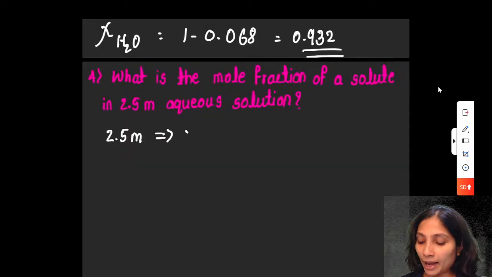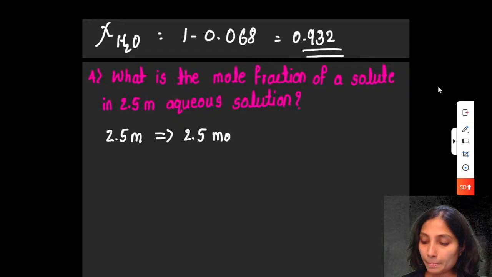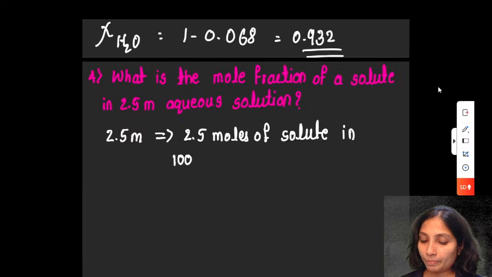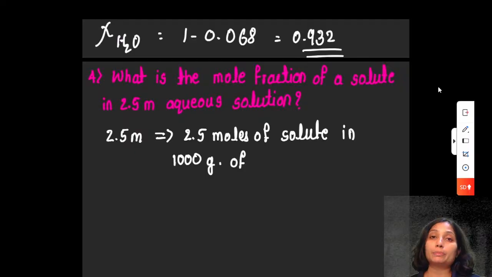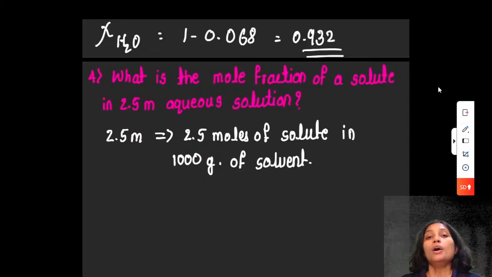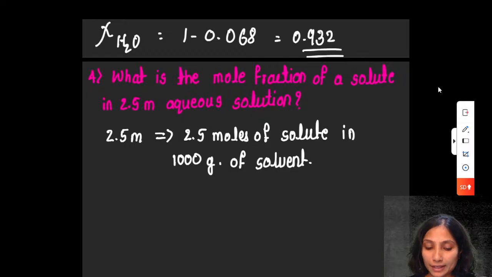What does this imply? This implies 2.5 moles of solute in 1000 gram of water. Aqueous solution is given. Aqueous means water. 1000 gram of solvent, because molality is nothing but the number of moles of solute present in 1 kg of solvent. 1 kg means 1000 gram. 1000 gram of solvent. This is the given thing.